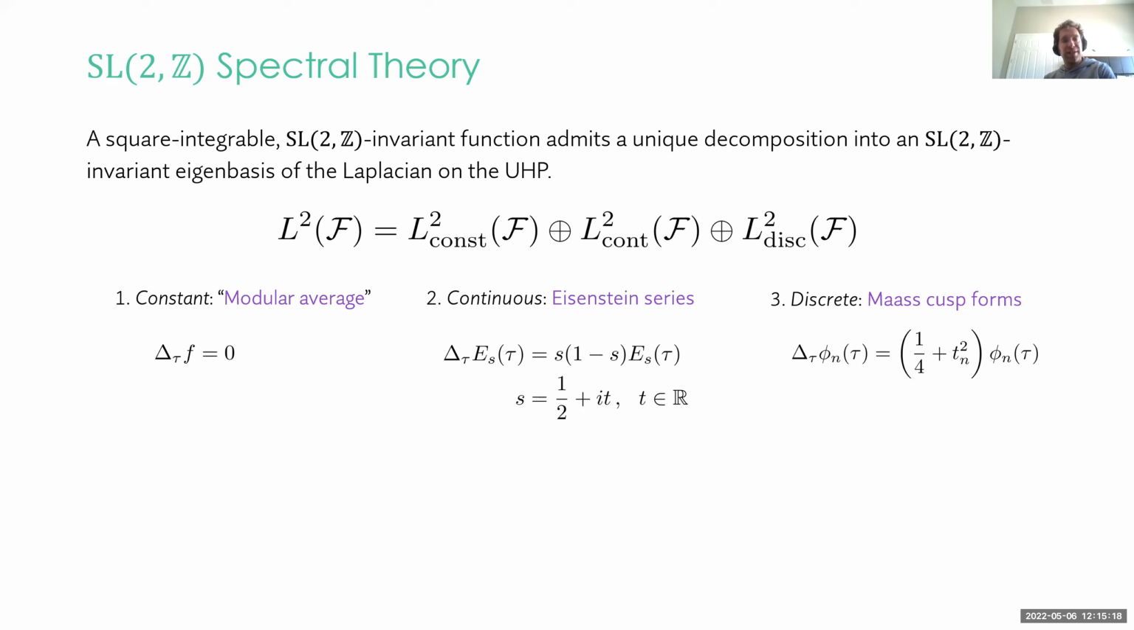The second branch, the continuous branch, is the set of Eisenstein series, non-holomorphic Eisenstein series, with eigenvalue s equals a half plus it.